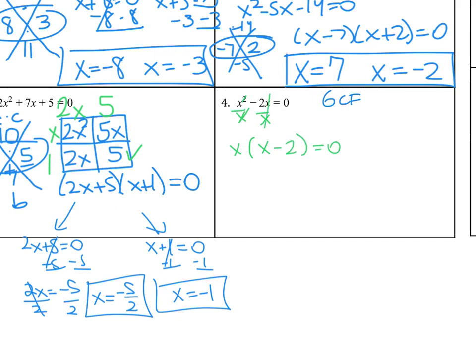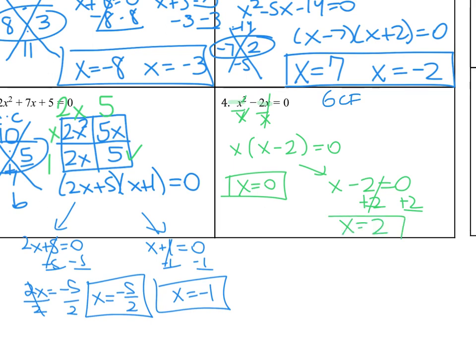And then remember, you can double check that this is true by multiplying it back. X times x is x squared, right? X times x is x squared. And then also, x times negative 2 is negative 2x. So I know that I factored it correctly. Now we use zero product property to solve. And so we say x equals 0, and then x minus 2 equals 0. So x equals 0 is done. And then for the right side, we add 2 to both sides. So x equals 2.